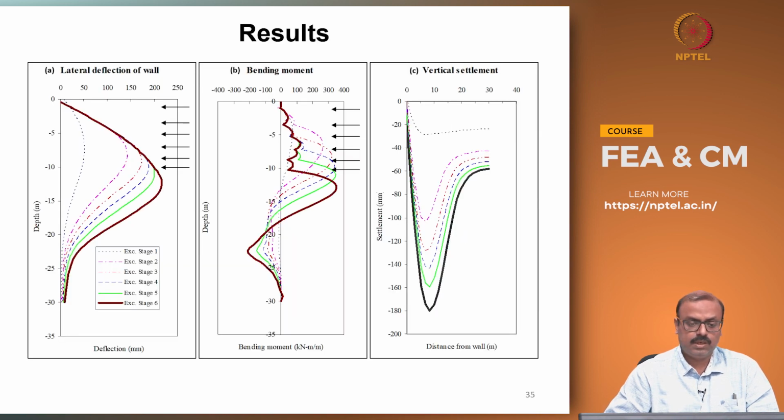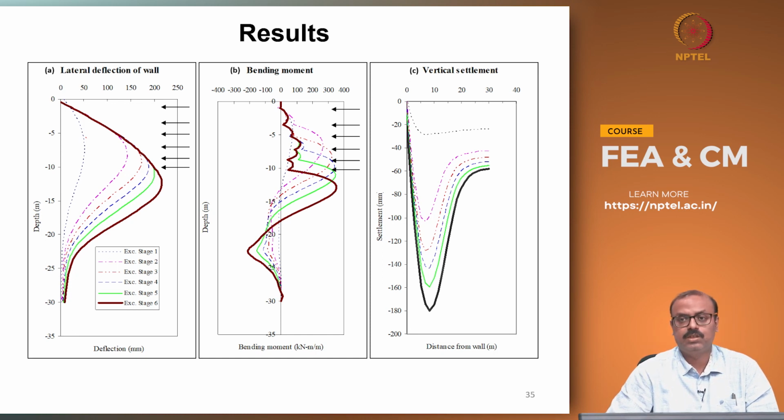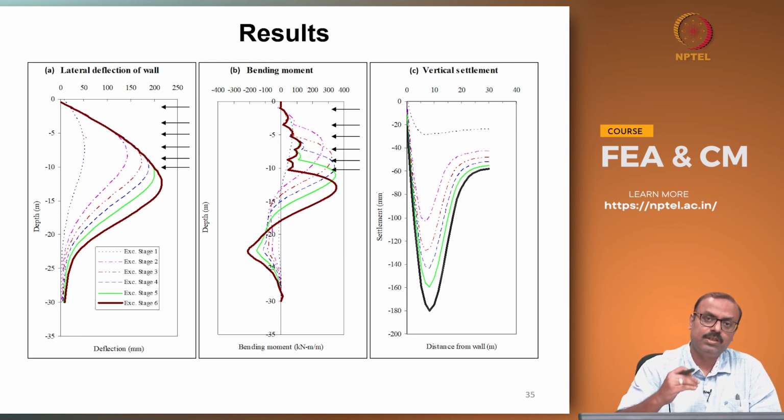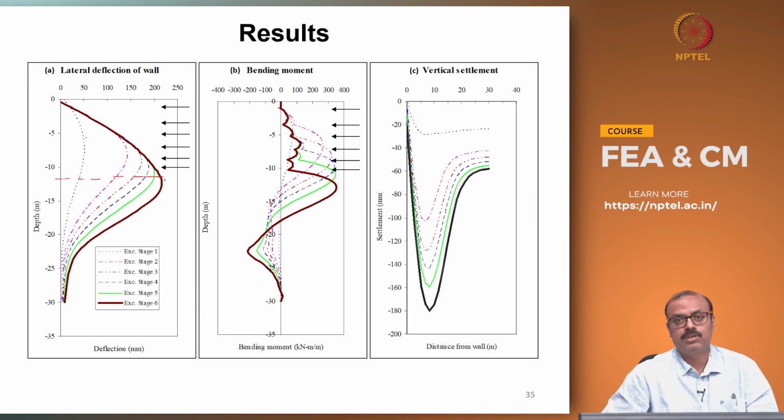So, these are the typical results obtained. As you can see, we have the lateral deflection, bending moment and the vertical settlement. For the lateral deflection, each dotted line represents how we monitor the deflection for each excavation stage and after installation of the strut. We can see that lateral deflection gradually increases and is maximum after stage 6, that means when we reach the excavation of 11 meters, and 11 meters is somewhere here. So, you are getting the maximum deflection slightly below the excavation depth.